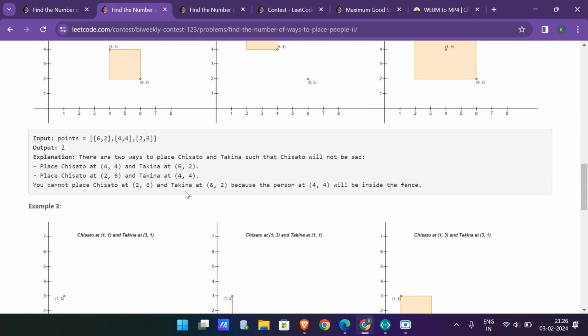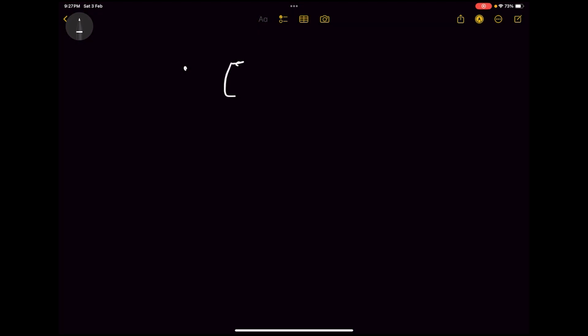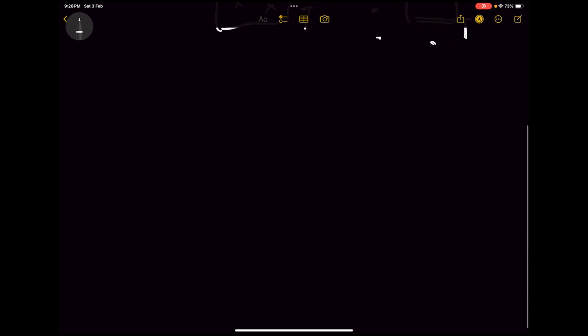You are given the constraint n as 1000, so you can definitely run an n-squared loop. So let me show the intuition. In the question, you will be given n points representing xy coordinates. Now, how could you find the number of pairs so that there is no other point? Let's say there is Sisaster and there is Takina, and if there is any point even on the fence or inside the fence, it's not a valid fence. So other points are outside over here, Sisaster could be here, and Takina would be at the lower right corner. Now, how could we find that?